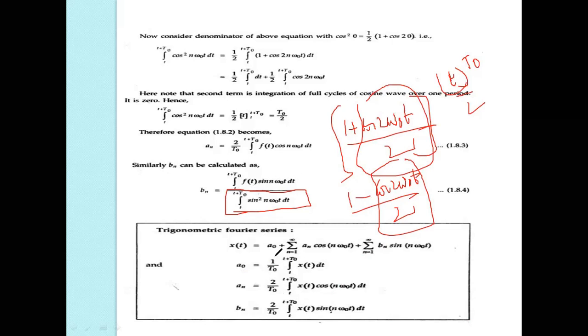The numerator is f of t considered as x of t, and sine n omega naught t, when I am changing f of t as x of t. So x of t having a naught or otherwise a naught by 2 by keeping the 2 by t naught here, or a naught is 1 by t naught and here it is a naught. Remember, this is a very important expression: x of t is equal to the trigonometric Fourier series.